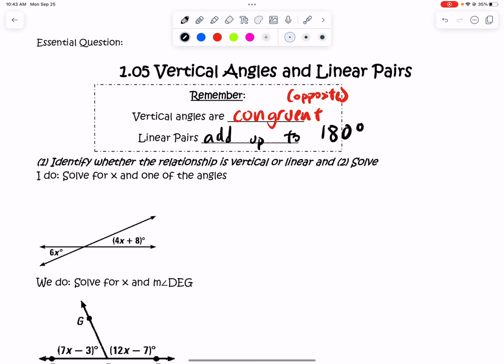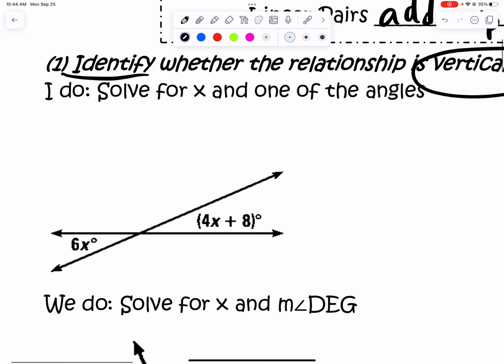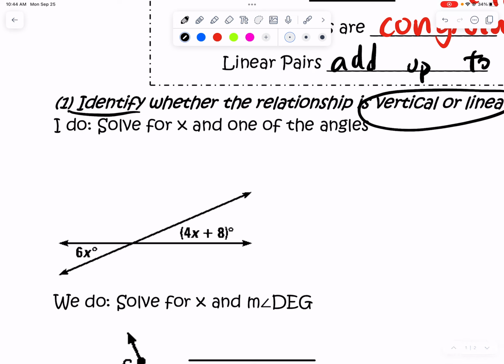So we'll keep these two definitions in mind as we go through our examples. For these problems, we're going to identify whether the relationship is vertical or linear. That's step one, and then we're going to solve. So identify and then solve. All right, looking at the first one, the I do. I have this angle, and then I have this angle.